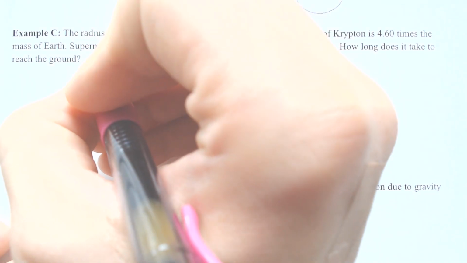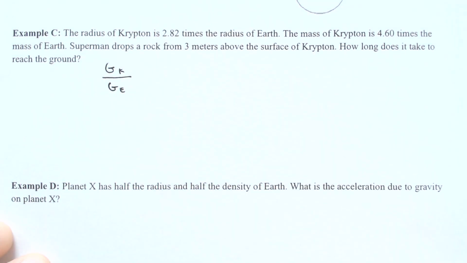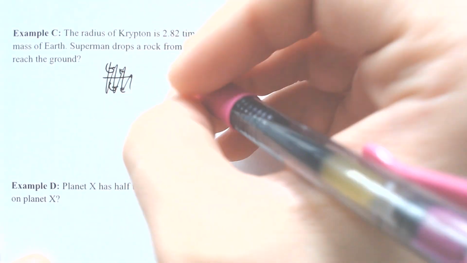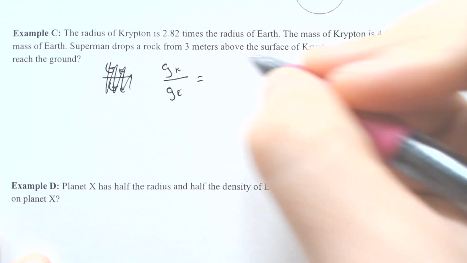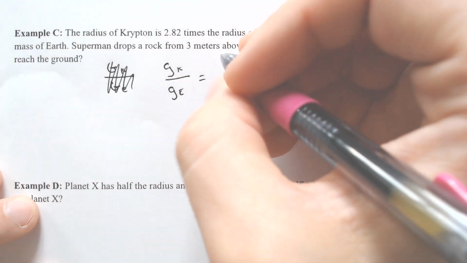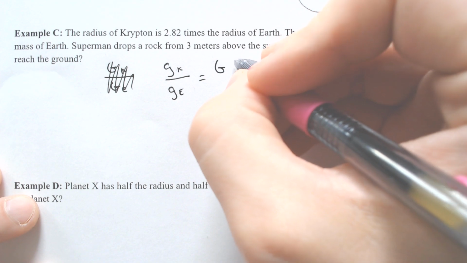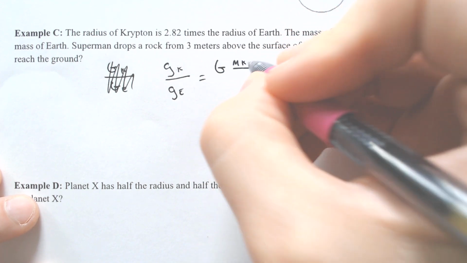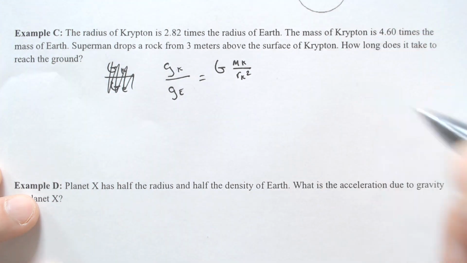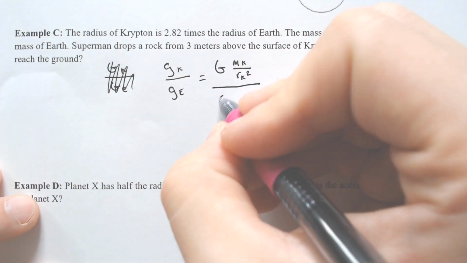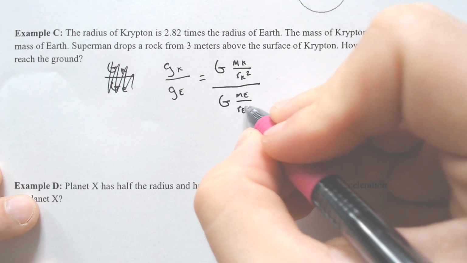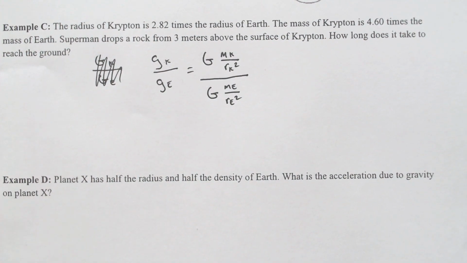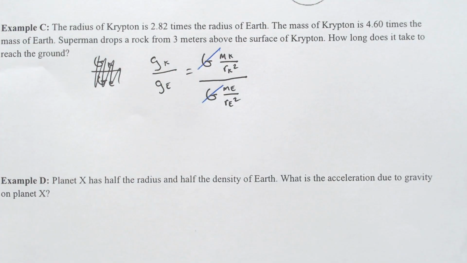All right, so essentially what you can do is you can say the gravity on Krypton compared to the gravity on Earth, which I probably should have used a small lowercase g there because big G stands for something else. Gravity on Krypton, gravity on Earth. Well, that would be the gravity formula, which would be G times the mass of Krypton divided by the radius of Krypton squared. And that would relate to G, gravitational constant, times the mass of Earth divided by the radius of Earth squared. Well, what's going to happen here? Well, the G is going to cancel.